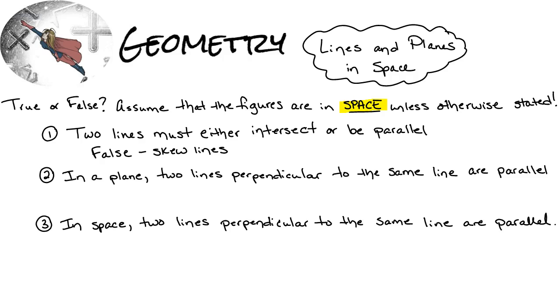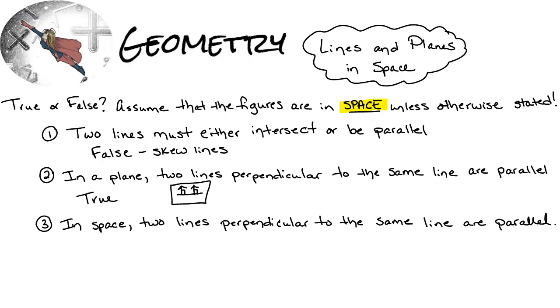Number two, in a plane, so that's the otherwise stated part, in a plane, two lines perpendicular to the same line are parallel. That is true because they said that it's in a plane. So imagine if you drew a plane figure and then you had two lines that are perpendicular to the same line. So here's one line perpendicular and another line perpendicular. Well, those two lines have to be parallel to each other, so that is true.